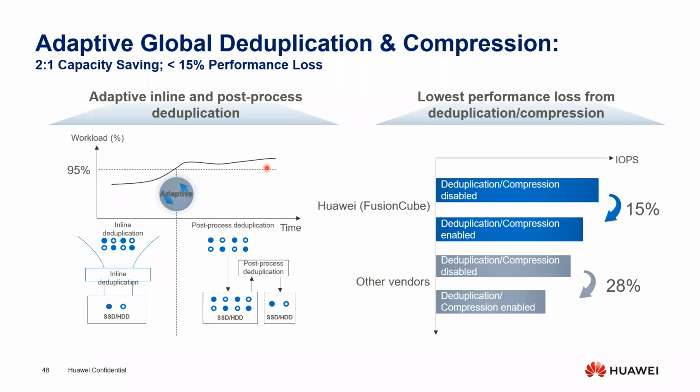Okay, so this is the deduplication and compression feature. You can see that it's an integral part of the software storage system, which has an internal algorithm to support your compression and deduplication part.